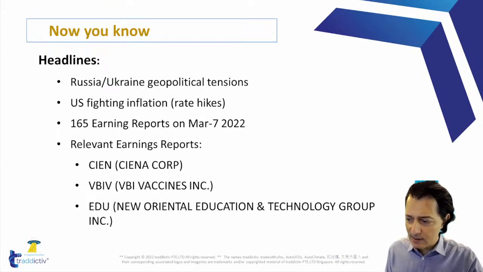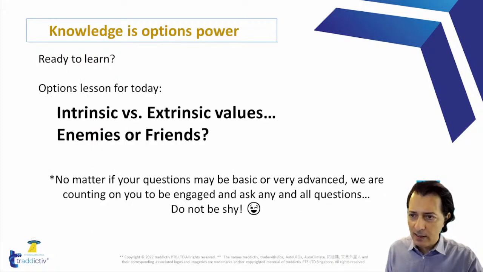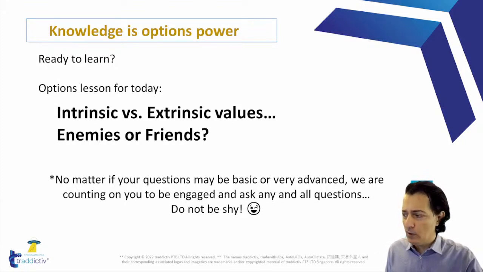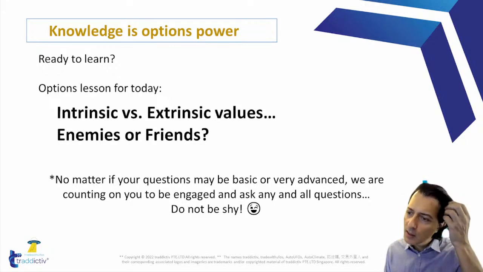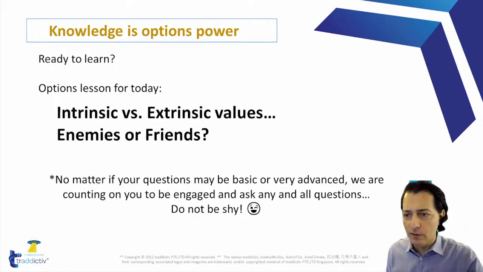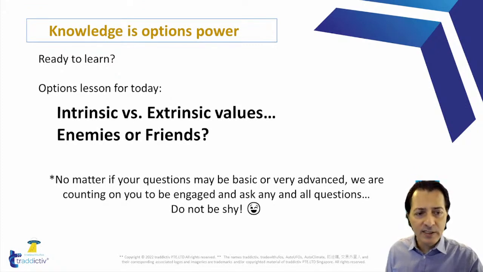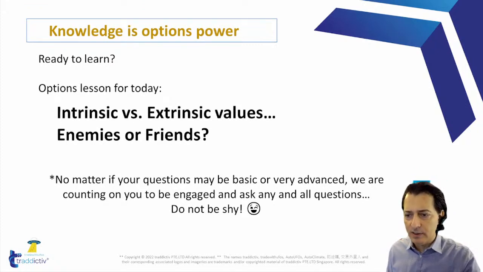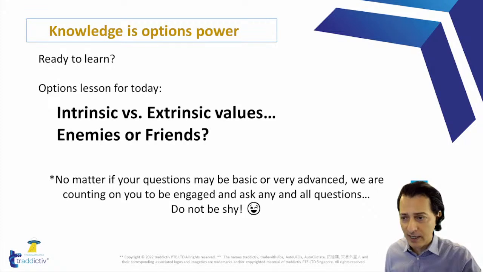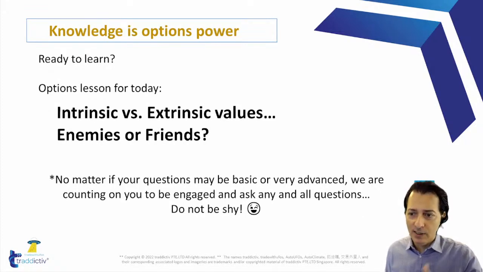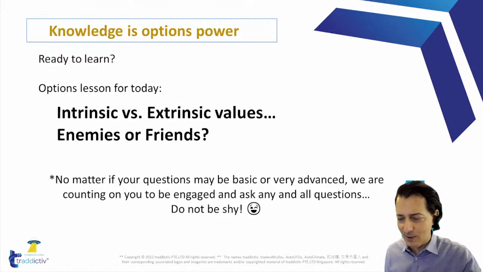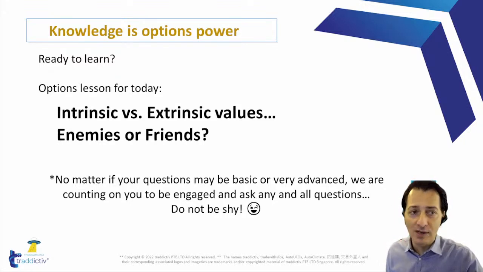Now, as we are aware of this, let's jump into our options lesson. Later from there, we're going to move into our SMARTT market report and understand the markets better. But before, let's go over the lesson. So the lesson for today is intrinsic versus extrinsic values. Are they our enemies when trading options, or are they our friends? Okay. And of course, the first question is, what's extrinsic and what's intrinsic? That's probably the first question we need to answer to be able to assess if intrinsic or extrinsic values are helping or hurting our trades. So the first thing we need to do is to understand better what they are.